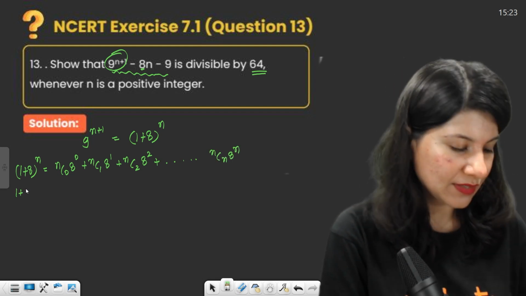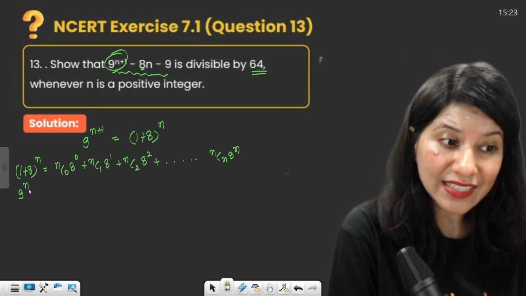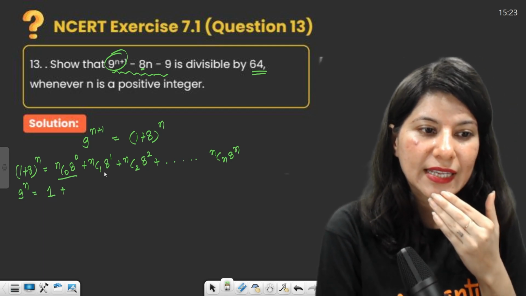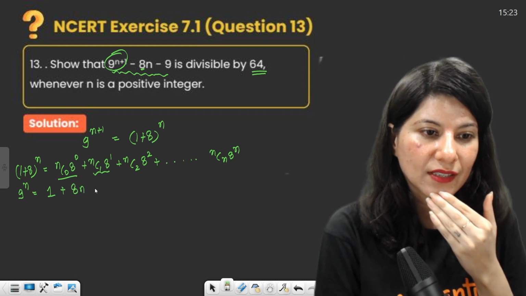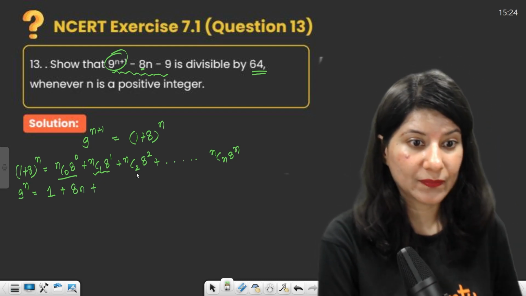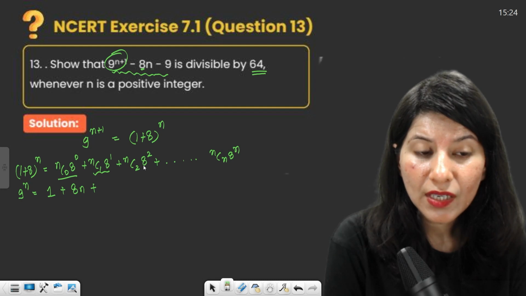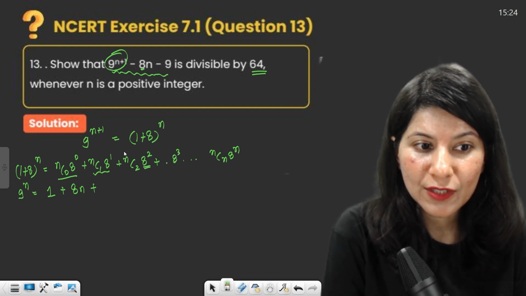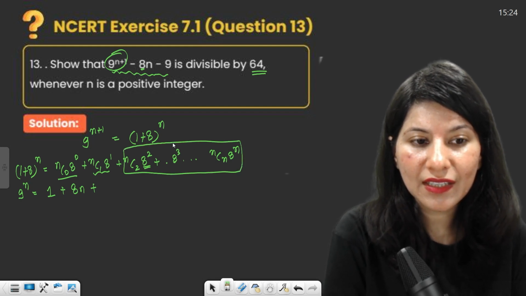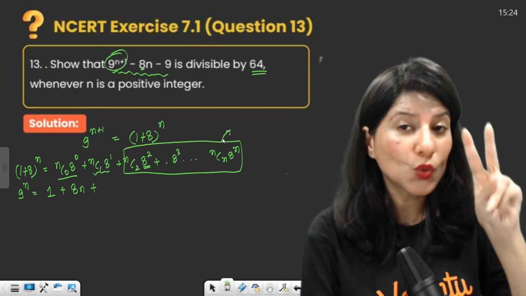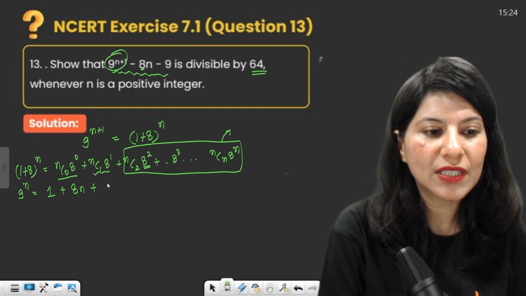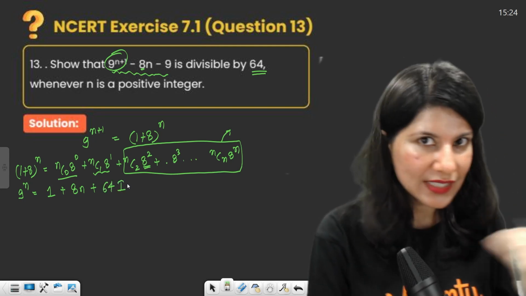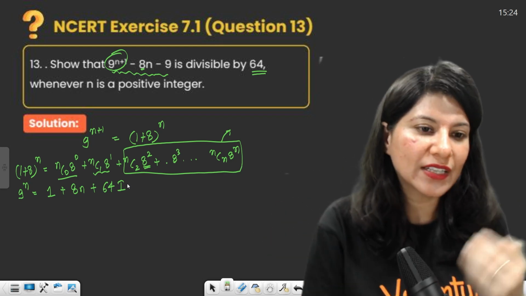So (1 + 8)^n can be written down as 9^n. This NC0, 8 raised to power 0 is 1. The next term, can you see this is 8n? Plus, now understand that every term will have 8 square. So the next term will be 8 cube and so on. So can you see this whole thing will have minimum 2 8s in it. That means 64 can be taken common. So 64 times k I can write, or any integer. If you take 64 common, inside that you will find an integer.